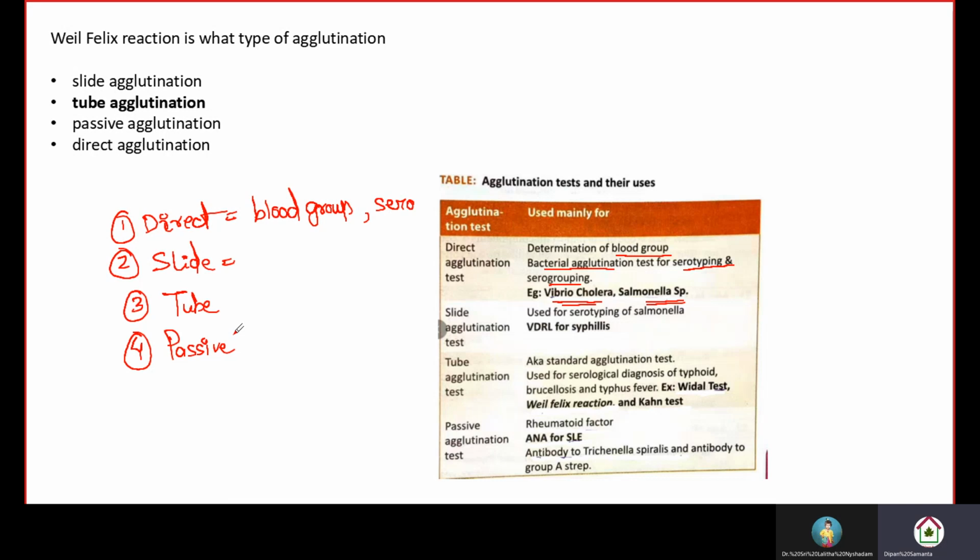Next is slide agglutination test, used for serotyping of Salmonella only. Another is the VDRL test, which can be done by slide agglutination test. VDRL is done for syphilis.